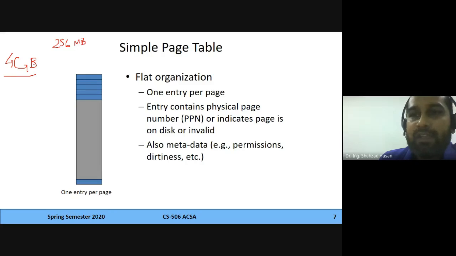So you need to translate that. Okay, so 4 gigabyte, a giga is 2 to the power 30, and we have 4 over here, so this means 2 raised to power 32.